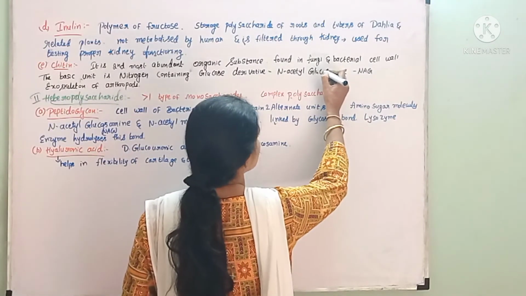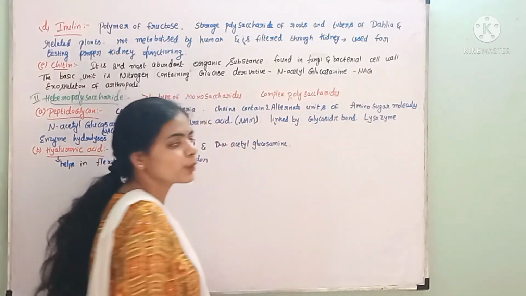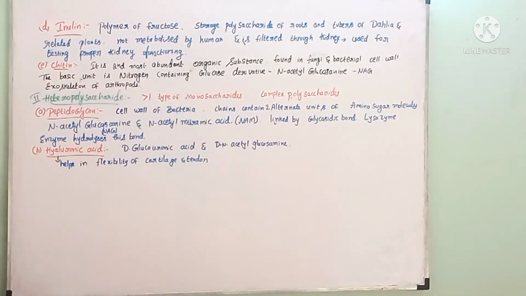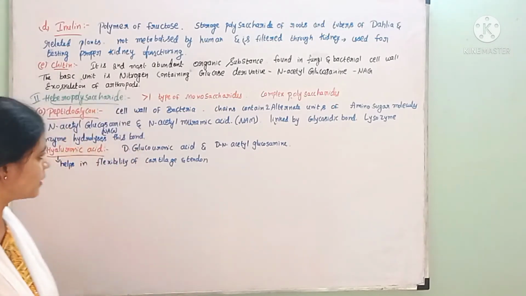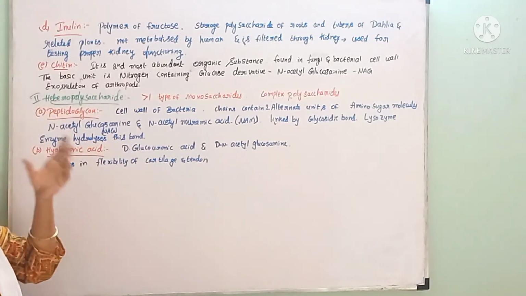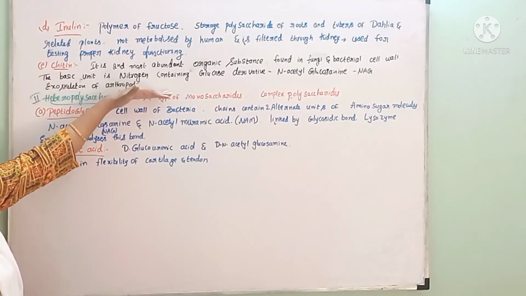N-acetyl glucosamine, and this chitin is also present in the exoskeleton of arthropods, that is insects. The exoskeleton is also made up of chitin only. And with this chitin, we have completed homopolysaccharides.